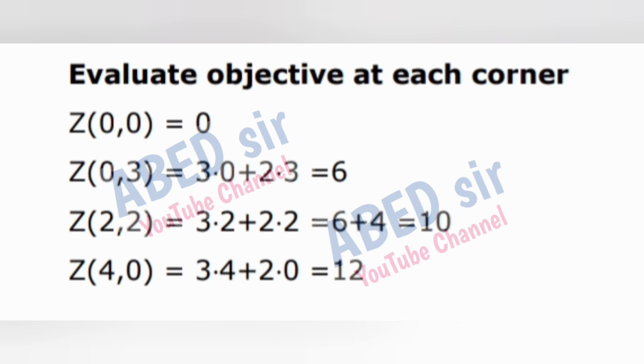Evaluate objective at each corner. Z, 0, 0 is equal to 0. Z, 0, 3 is equal to 3 times 0 plus 2 times 3 is equal to 6. Z, 2, 2 is equal to 3 times 2 plus 2 times 2 is equal to 6 plus 4 is equal to 10. Z, 4, 0 is equal to 3 times 4 plus 2 times 0 is equal to 12.